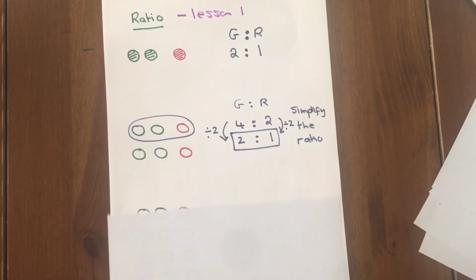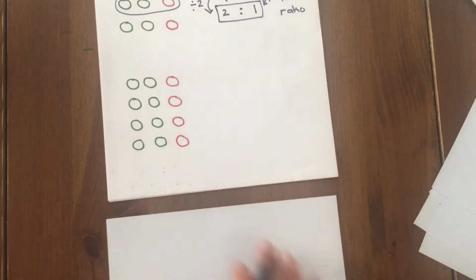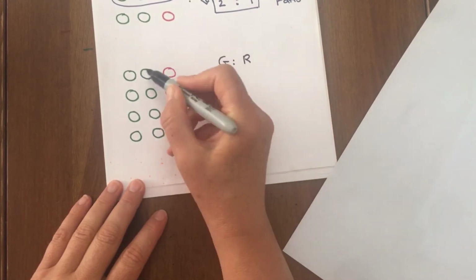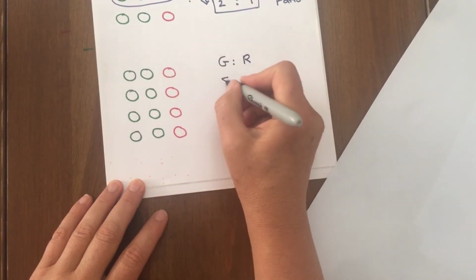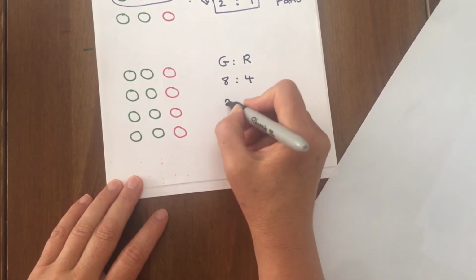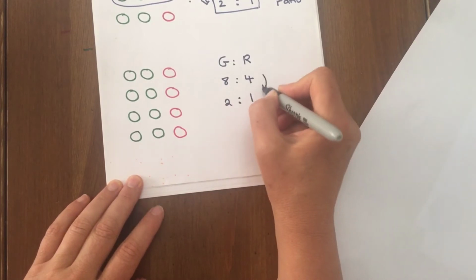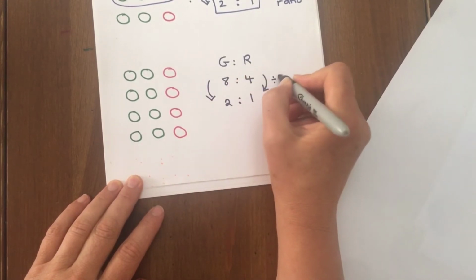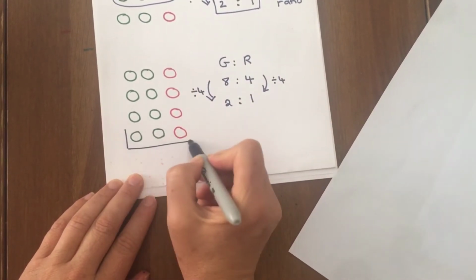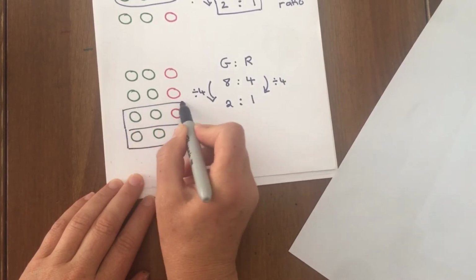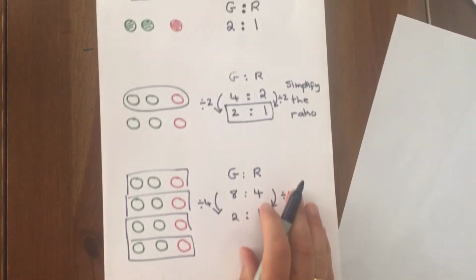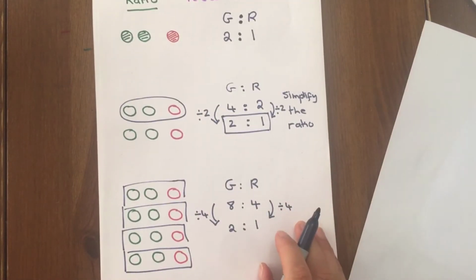Okay. So, what about this one here? I can see, if I looked at all of the counters, that I've got 8 green counters and 4 red counters. But I can simplify that to 2 to 1 by dividing both of the numbers by 4. And you can see to every 2 green counters, I have 1 red counter. So all of these ratios that we've looked at are exactly the same.